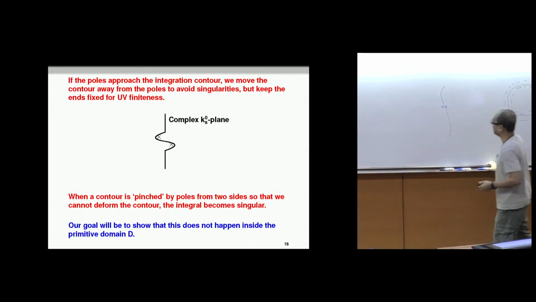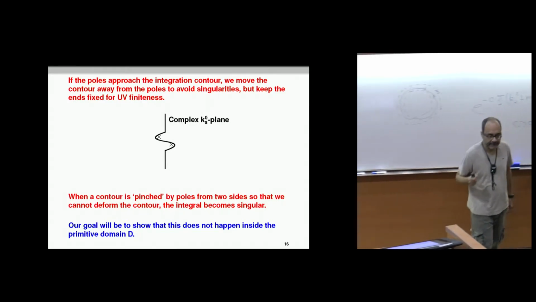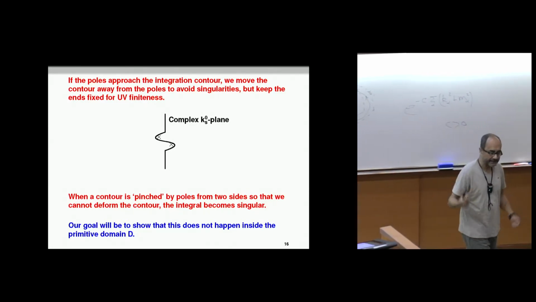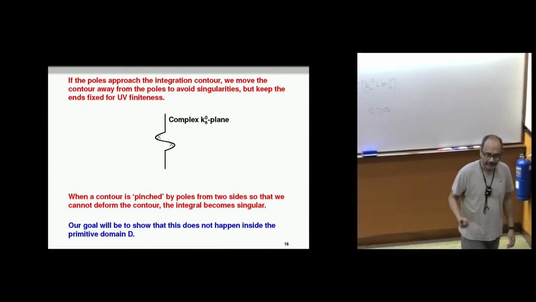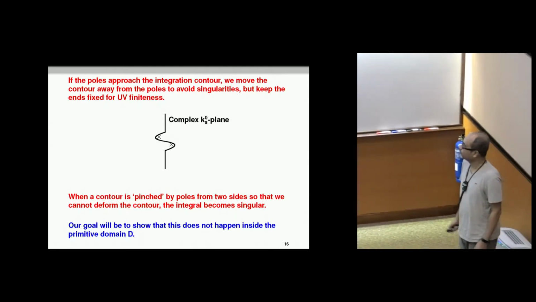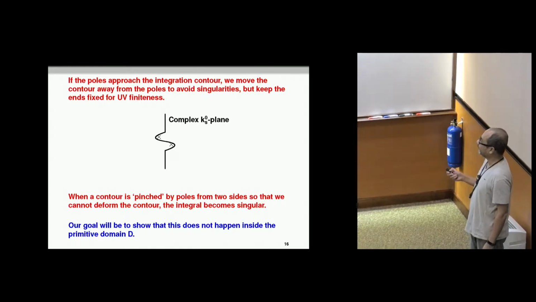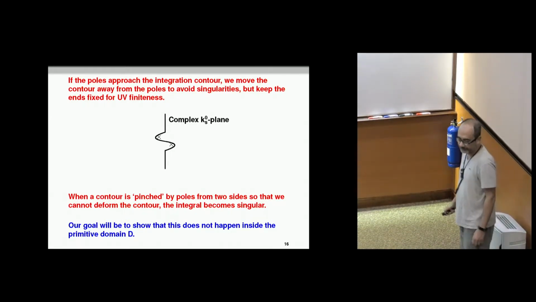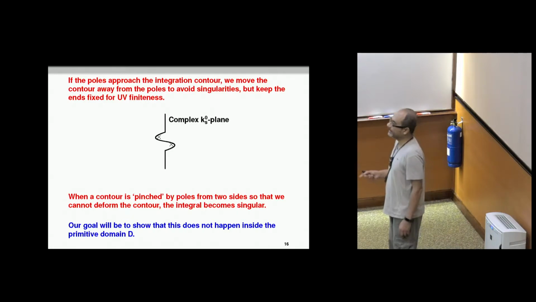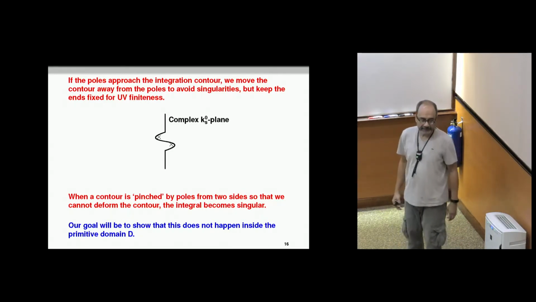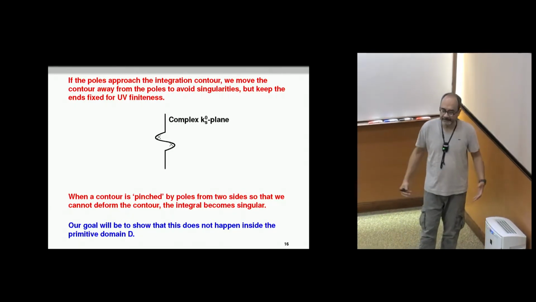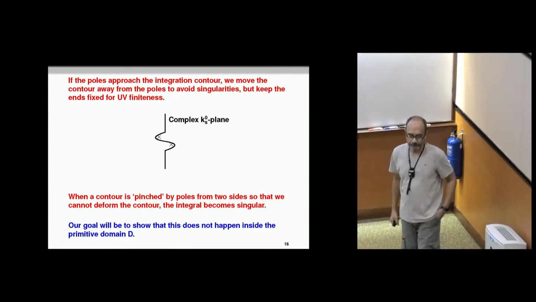And then you have the possibility of a genuine singularity. That's the place where the integral itself becomes singular. So what we have to show is that this doesn't happen inside the primitive domain D. If we can show this, then that proves the desired result, that the Green's function is analytic inside the primitive domain of analyticity.